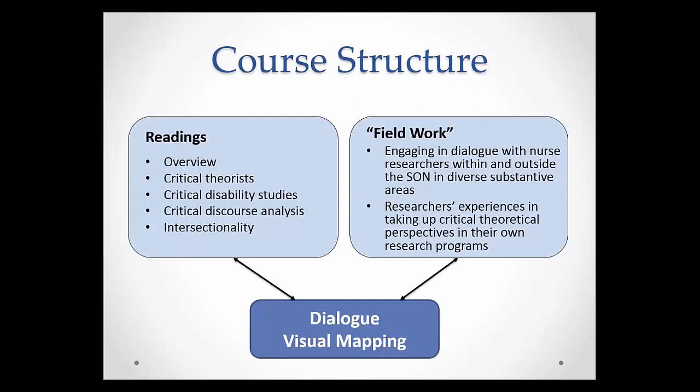So from that I developed a structure for my course, and my readings really reflected that same process of starting broad and getting more specific. So I started with broad overviews of critical theoretical perspectives. I chose four critical theorists to look at. So I looked at Adorno, I looked at Habermas, I looked at Bourdieu, and I looked at Judith Butler. And I also chose some approaches to critical theoretical perspectives. They're a little more broad. So critical disability studies and then critical discourse analysis and intersectionality were those pieces.